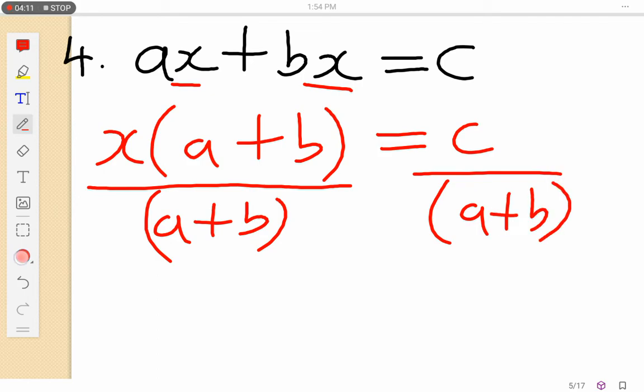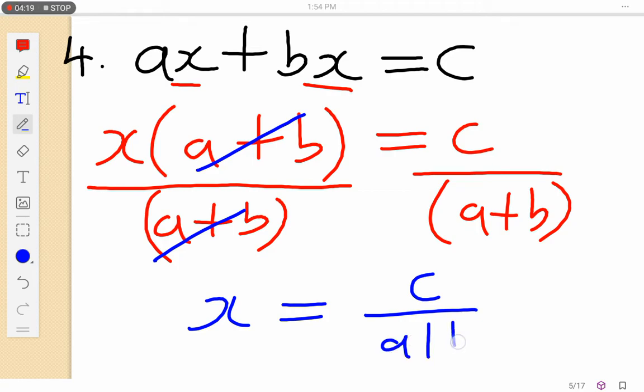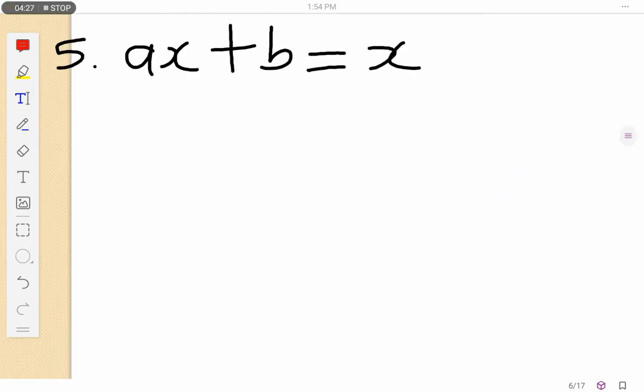Then on the left side, they are going to cancel off each other, this one and this one. So we remain with x is equal to c over a plus b. You can use the brackets or you cannot use them. It's all fine. So this is the final answer there. Let's have another example. I think this is the second from last.